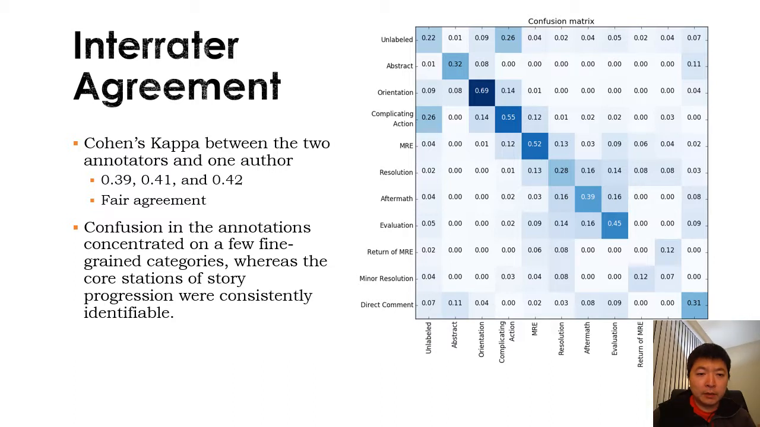We believe the confusion in the annotations is concentrated on a few fine-grained categories, whereas the core stations of story progression were consistently identifiable. This also suggests that the errors can be further reduced if we remove a few non-essential rare categories.